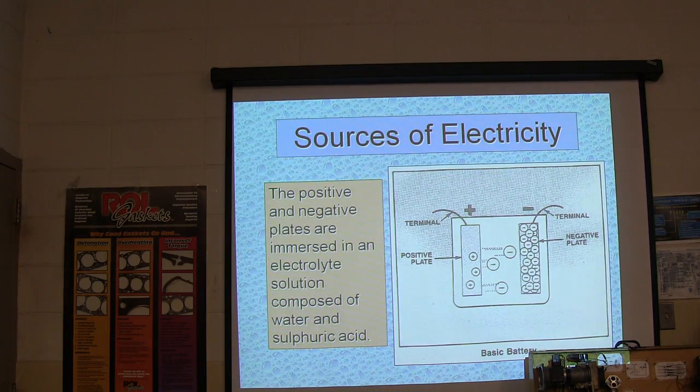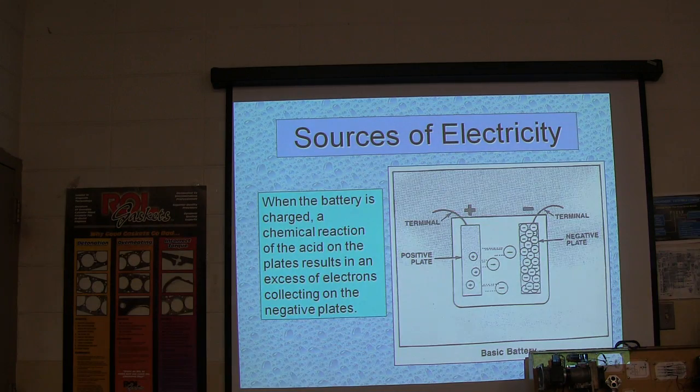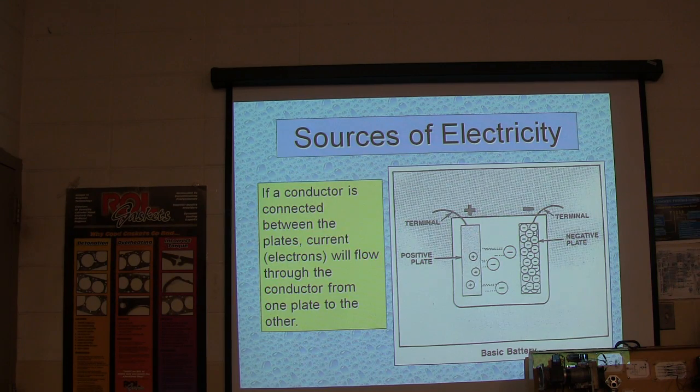So positive and negative plates are immersed in electrolyte solution as water and sulfuric acid. When the battery is charged, the chemical reaction results in the excess of electrons collected on the negative plates. So you charge it, and basically, like I said, it's like a pump. You're putting all those over, and they want to go back. And anything that you put in between there is going to be a load.